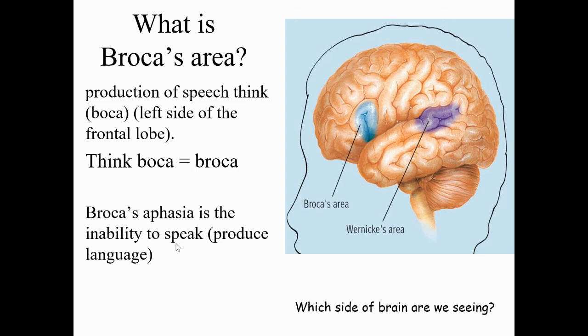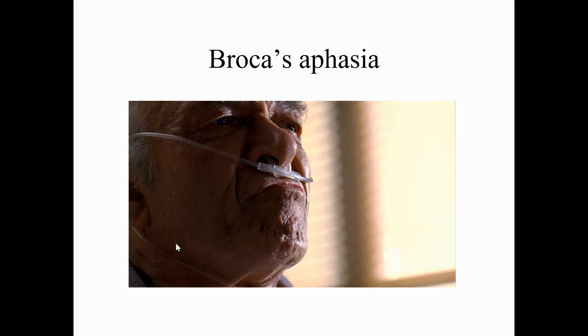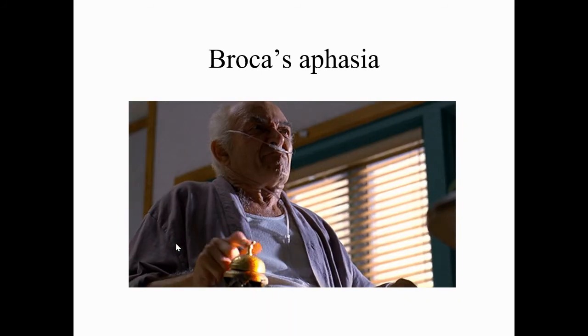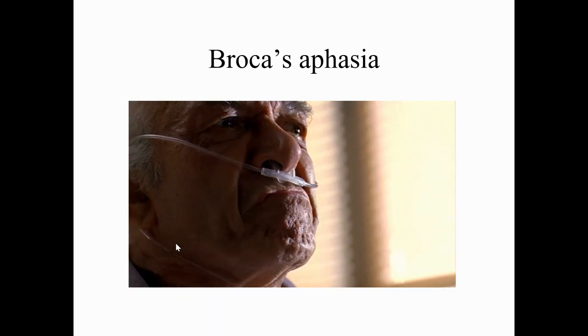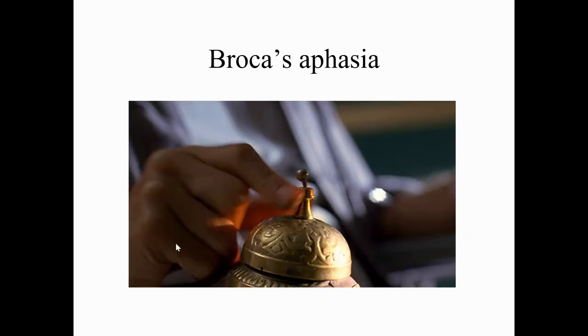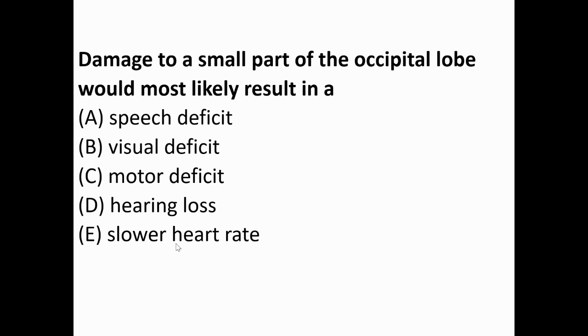Now, how do you remember this? Think Broca boca. Boca is mouth in Spanish. So Broca boca, mouth. Broca is for speaking. Wernicke's is for understanding. So here's a guy with Broca's aphasia. He had a stroke, and the only way he knew how to communicate is with the bell, but he couldn't speak. But he was a very intelligent man. He just couldn't speak because his Broca's area was damaged. That's from the show Breaking Bad.